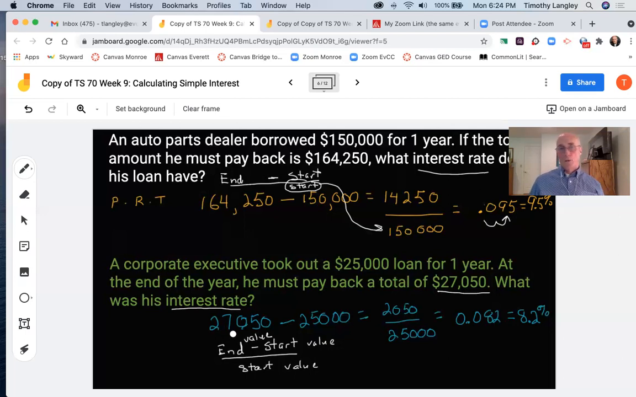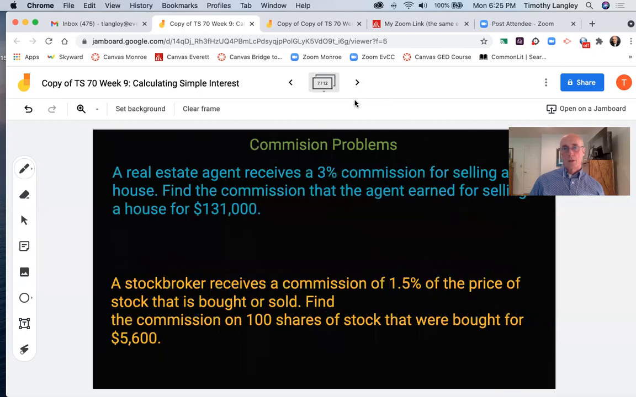So if we take the ending value, which was 27,050, minus the starting value, 25,000, I get 2,050. I take that answer and divide it by the starting value, which is right here. I'll put start next to it, see if that helps. And I get a percent. 0.082 is what your calculator is going to say. Move it 2 places and you get 8.2%. That's the interest rate. So there's a couple of examples.